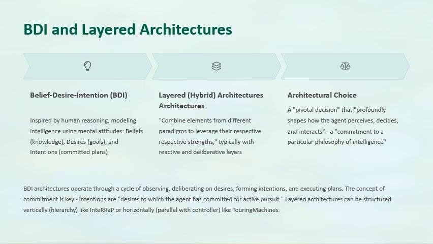Potential downsides. Definitely. Designing how the layers interact is tricky. You need smooth communication and ways to resolve conflicts. Say the reactive layer wants to dodge left, but the plan says go right. Yeah, that sounds complicated. It adds complexity to the design, debugging can be harder, and sometimes there's performance overhead from the coordination itself.